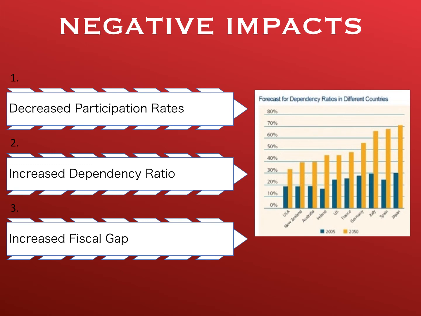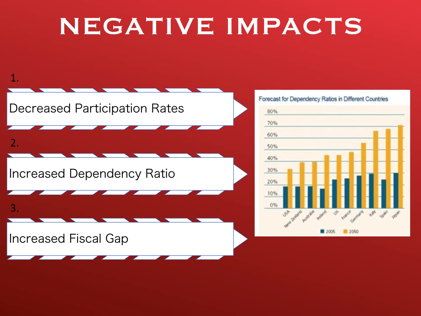Secondly, increased dependency rates, as we talked about in the previous study. It is clear that with an increase in the proportion of people over the age of 65, there will be a decreased proportion of people of workforce age. This means that there will be more people claiming benefits such as pensions and fewer people working and paying income taxes, causing an increase in the dependency ratio.